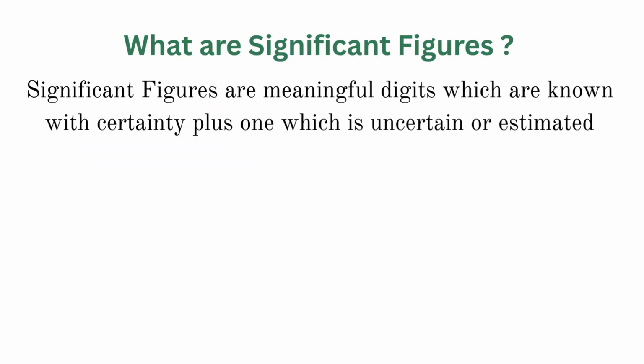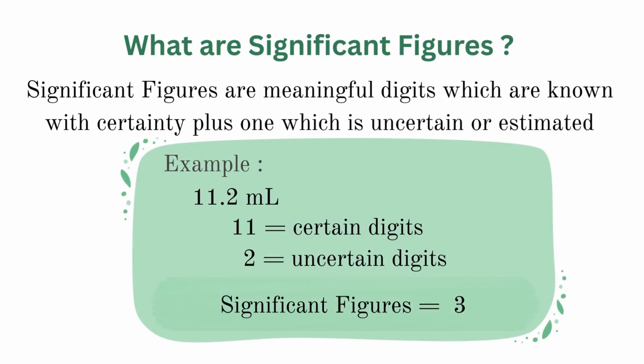What are significant figures? Significant figures are meaningful digits that are known with certainty plus one digit that is uncertain or estimated. For example, 11.2 milliliters. The digits 1 and 1 in 11 are certain. The digit 2 is uncertain. Therefore, this measurement contains 3 significant figures.